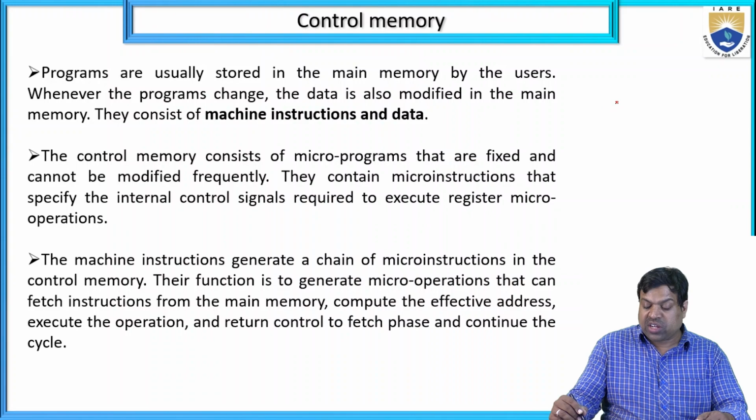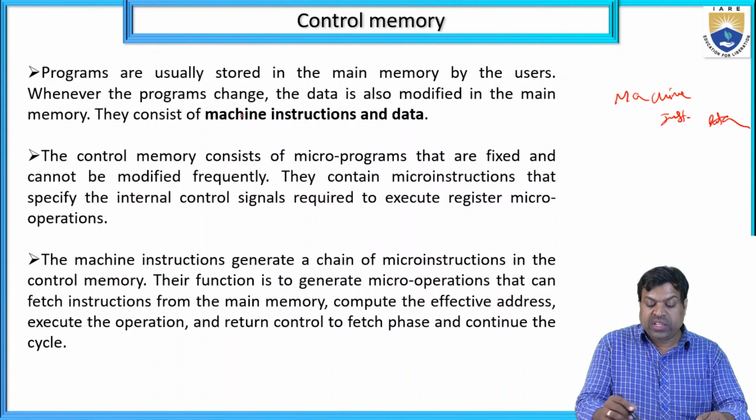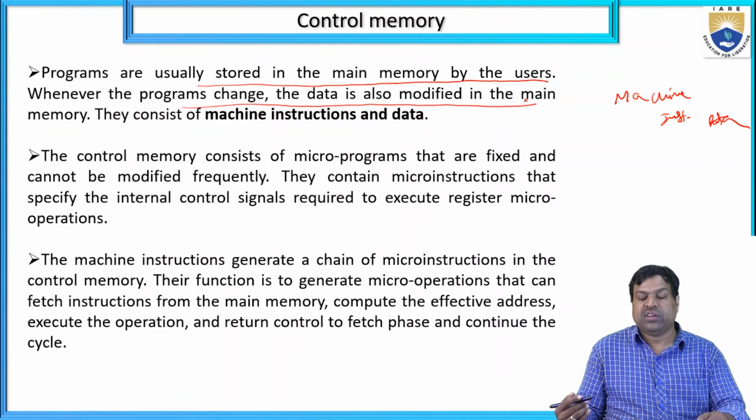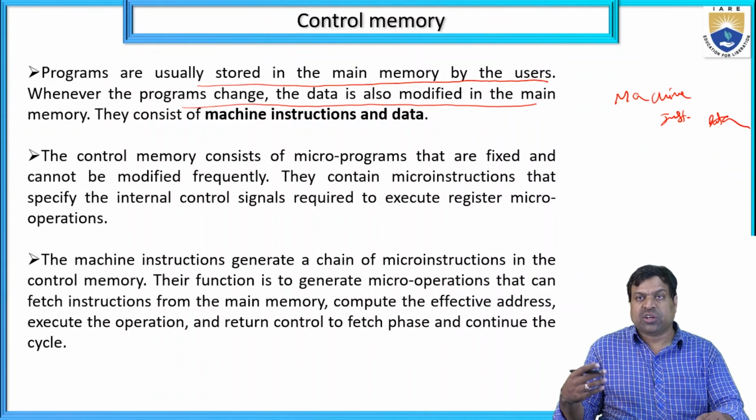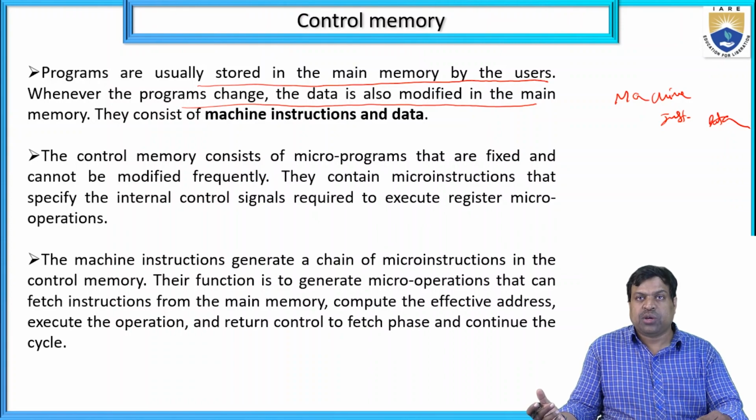So, I am taking the control unit with the machine instruction data. In the machine instruction data, the data is stored in the main memory. Whenever the programs are changed, the data is also modified. So when the data changes, we have to store the data in the memory again. These types of related things are called machine instructions and data.